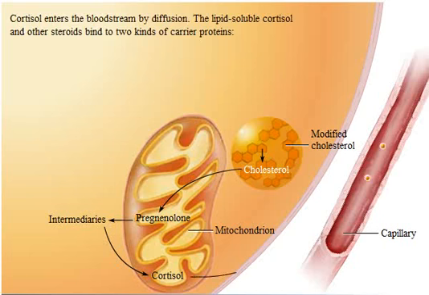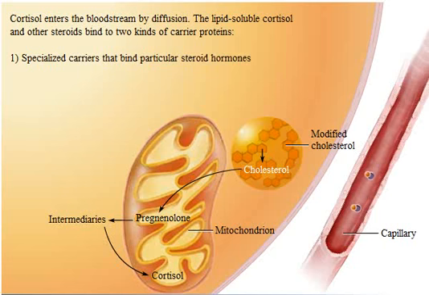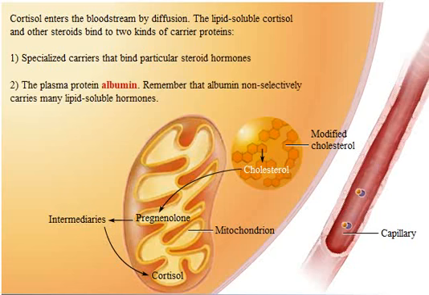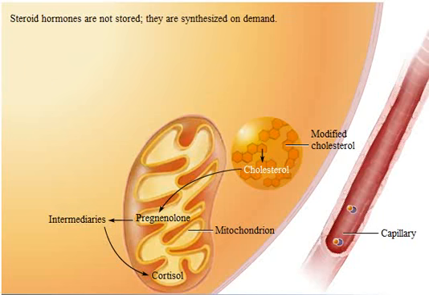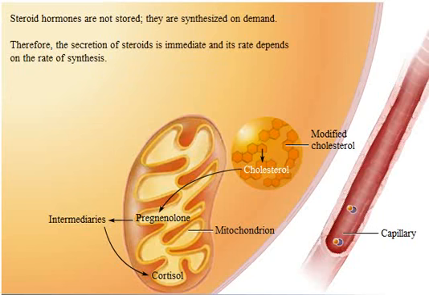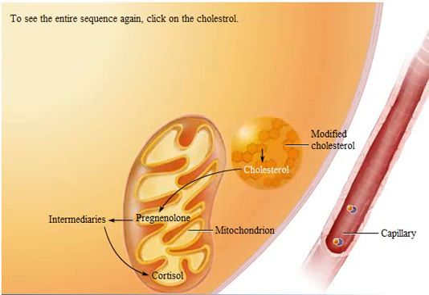Cortisol enters the bloodstream by diffusion. The lipid-soluble cortisol and other steroids bind to 2 kinds of carrier proteins: specialized carriers that bind particular steroid hormones, and the plasma protein albumin. Remember that albumin non-selectively carries many lipid-soluble hormones. Steroid hormones are not stored, they are synthesized on demand. Therefore, the secretion of steroids is immediate, and its rate depends on the rate of synthesis. To see the entire sequence again, click on the cholesterol.